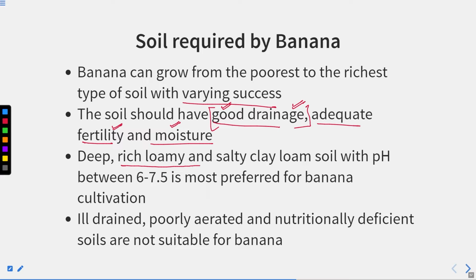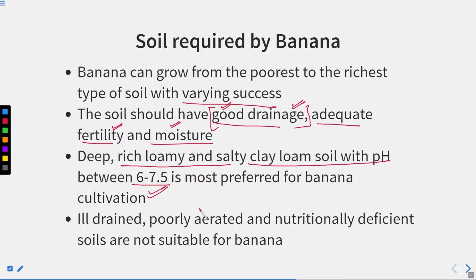Deep, rich, loamy and salty clay loam soil with the pH between 6 to 7.5 is the most preferred for banana cultivation. So this is the type of soil, rich, loamy and salty clay loam with the pH between 6 to 7.5. Such type of soil is required for the banana.